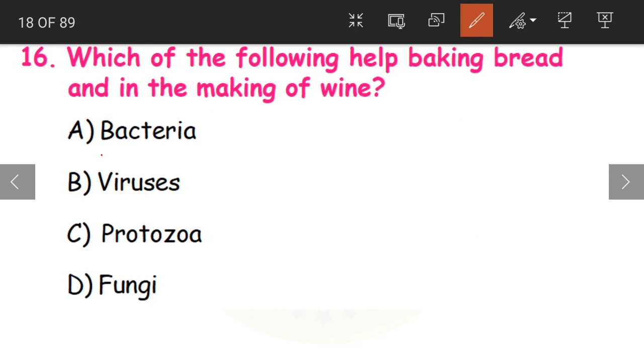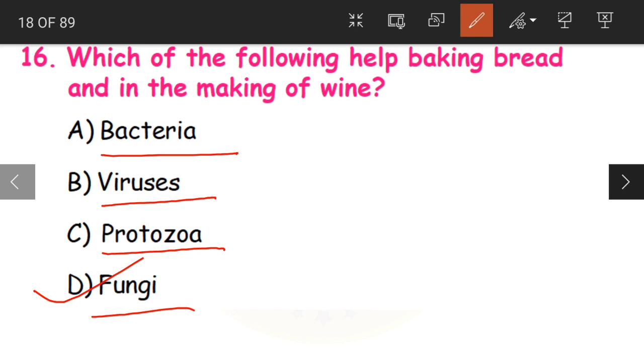Now 16th question. Which of the following helps in baking bread and in the making of wine? Is it bacteria, viruses, protozoa or fungi? And the answer is fungi. Okay children, the answer is fungi, which helps in baking bread and making wine.